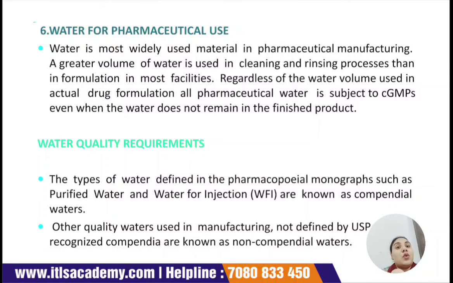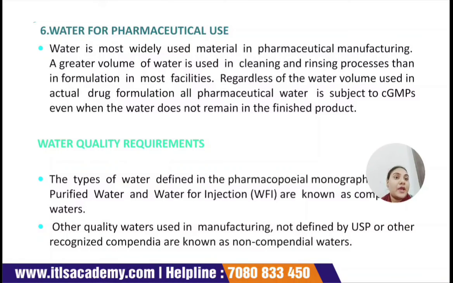Now comes the water requirement. So why is water required? The types of water defined in the pharmacopoeia monograph, such as purified water and water for injection, are known as compendial water, and other quality water used in manufacturing that is not defined by USP or other recognized compendia is known as non-compendial water. So they can ask you what is the difference between compendial and non-compendial water.